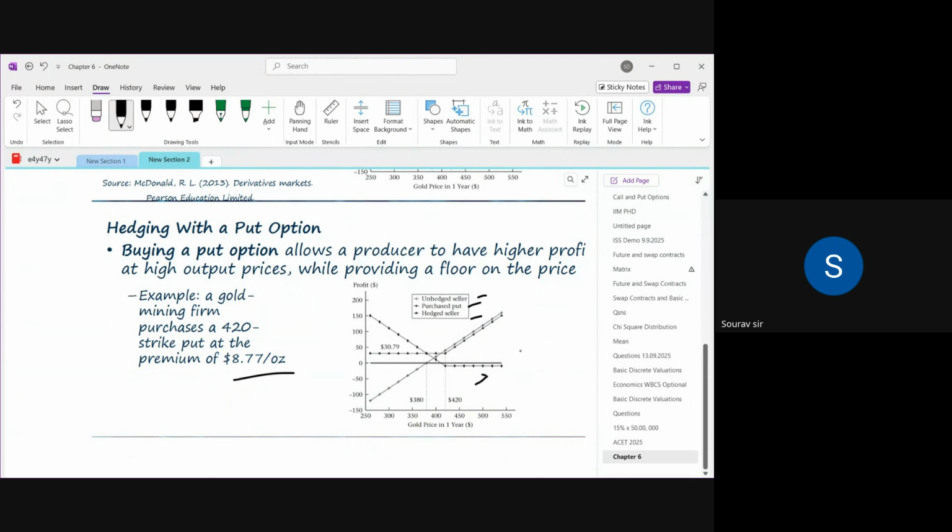If the price is less than 420, then the put guarantees the sale. If the price is greater than 420, the seller sells at the market. So the only cost is the premium paid. That is, by buying a put, the gold mining firm ensures they will never sell for less than this, while still enjoying higher profit if gold rises above this. Next.